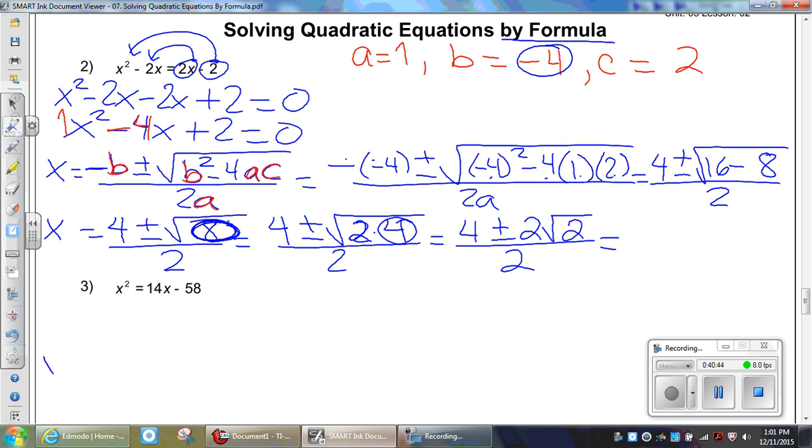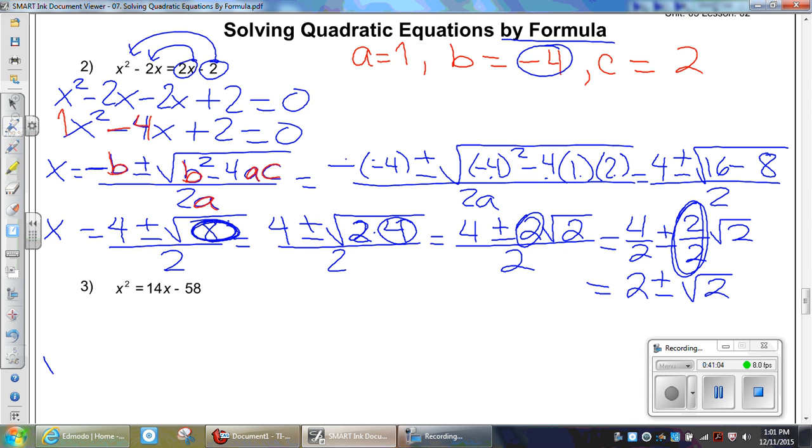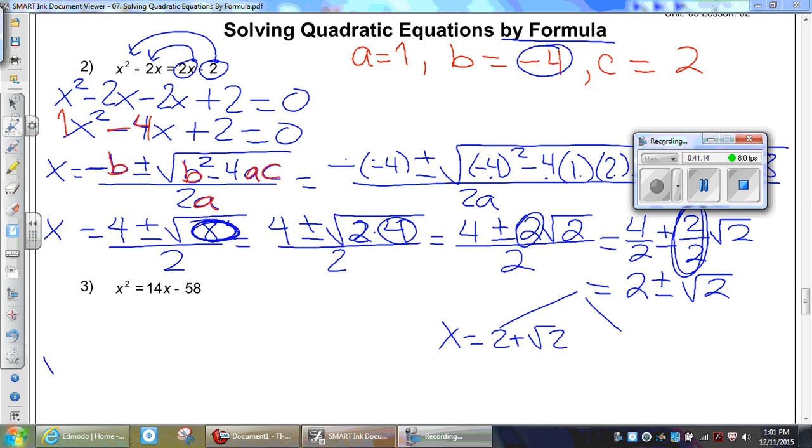Here I'm going to split the fraction, so it will be 4 divided by 2 plus minus 2 divided by 2 times the square root of 2. In this case, the only number that gets divided is the 2. So from here, 4 divided by 2 is 2 plus minus 2 divided by 2 is 1, so 1 times the square root of 2. From here, we could say that we have two zeros. One of them will be x is equal to 2 plus the square root of 2, and the other will be x is equal to 2 minus the square root of 2.